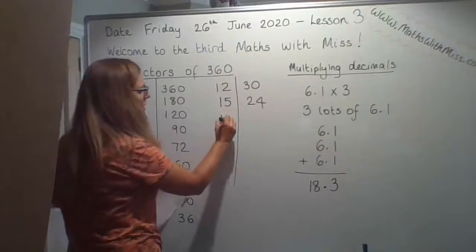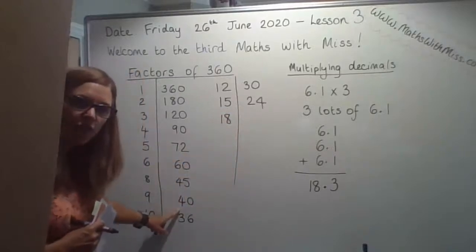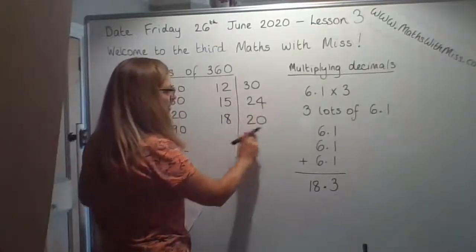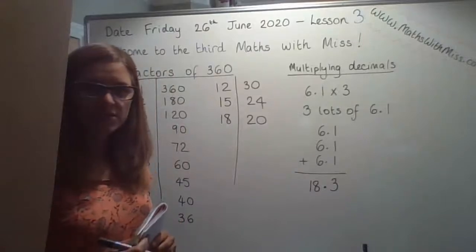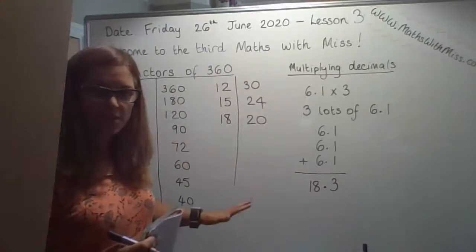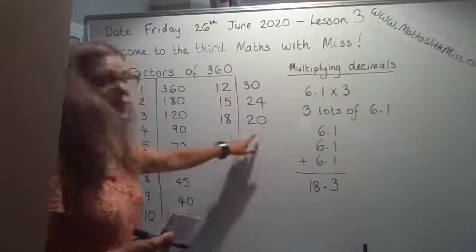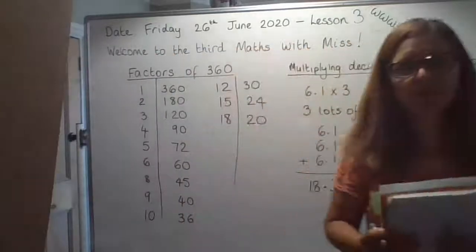18 is double 9. And if we multiply it by half of 40, 18 multiplied by 20 gives us our 360. 19 is not a factor, so we can stop. We've done, because we've already got 20 there, so we're done. We can stop. Sorry, I'm covering half the board.